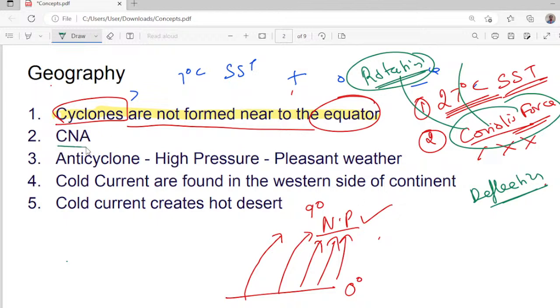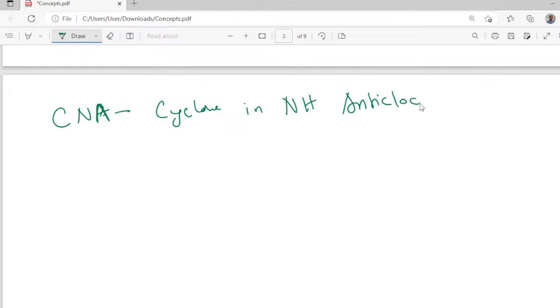Okay, now what is CNA? This question is often asked in many exams. Okay, CNA, write down. CNA stands for: cyclone in northern hemisphere is anti-clockwise.